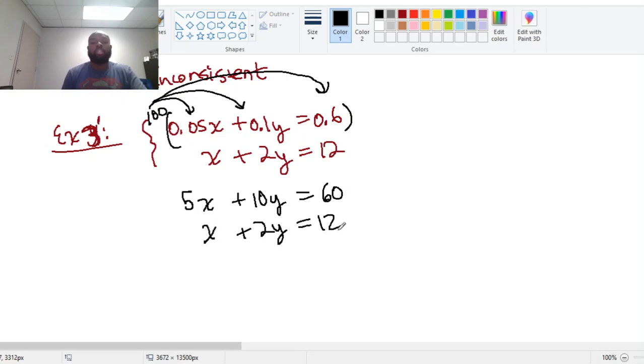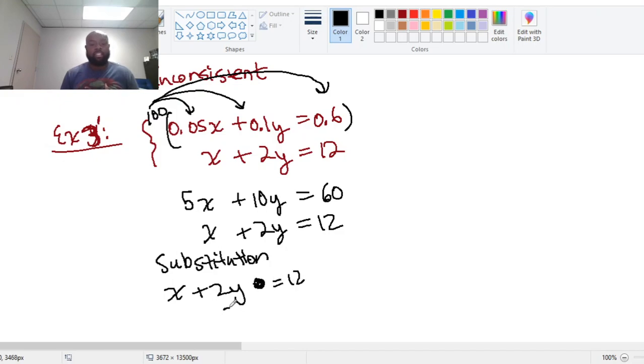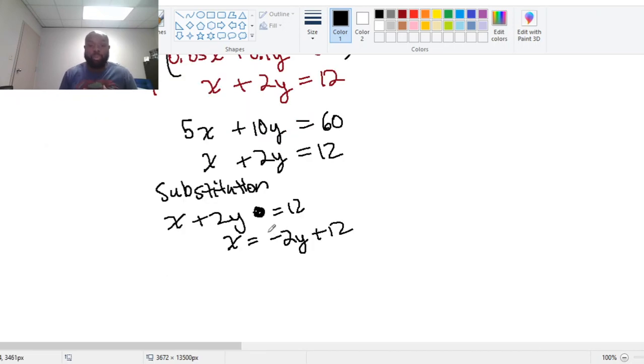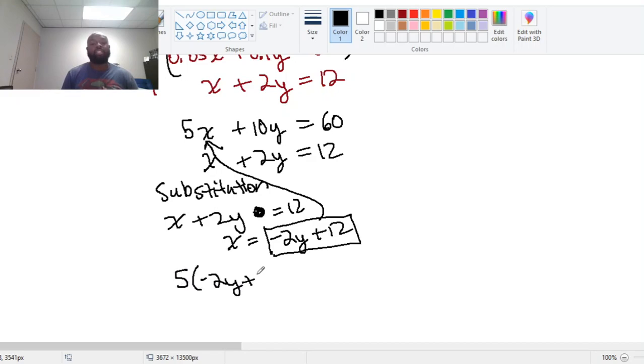Now, all I've done is get rid of the decimals. I've not done the substitution, graphical, or addition method, right? What I'm going to do now is use substitution. This equation right here is very easy to solve for x, because all I have to do is subtract 2y from both sides. And so now I can substitute this negative 2y plus 12 in the other equation for x, right? So I'm going to get 5 times negative 2y plus 12, plus 10y equals 60, right? So I replaced that here and kept everything else the same.